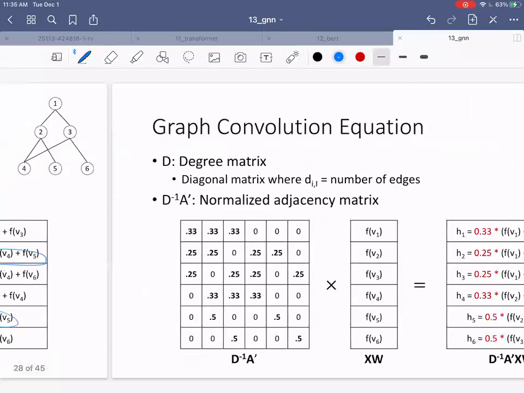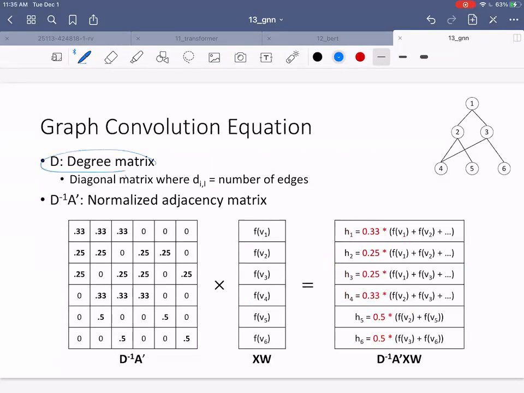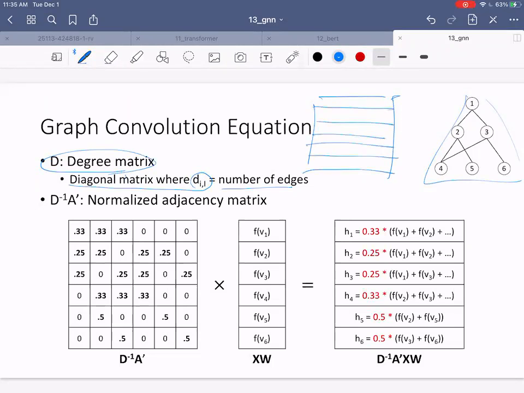So simply what we can do is introduce something called the degree matrix. The degree matrix is a diagonal matrix where the diagonal elements are the number of edges. For example, here, I forgot to draw the degree matrix, but for this particular graph, the nodes are 1, 2, 3, 4, 5. The first guy is connected to 2 nodes. The second guy is connected to 3 nodes. The third guy is also connected to 3 nodes. The fourth guy is connected to 2 nodes, and then 1 and 1. So that is your degree matrix.